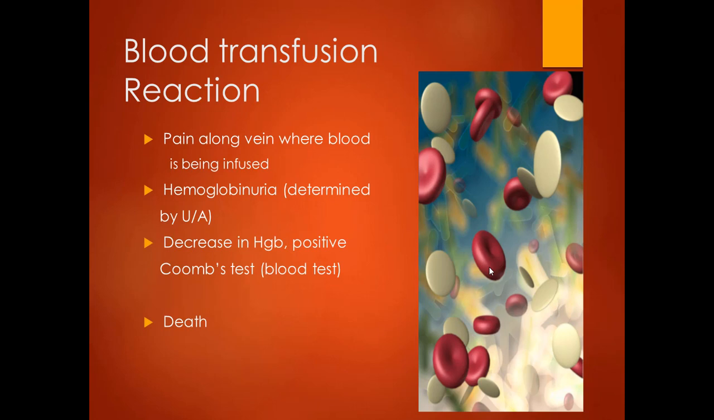If it's suspected that the patient is having a blood transfusion reaction, we're going to get a UA on them, and we'll see hemoglobinuria. And then instead of having an increase in hemoglobin, which we would expect because it goes up 1 point, we're going to see a decrease in hemoglobin. And these can actually be fatal as well.